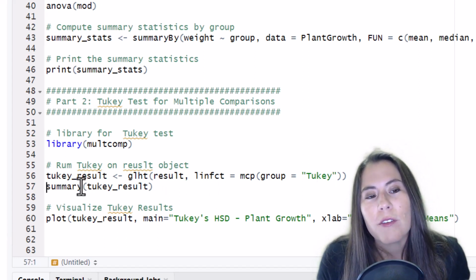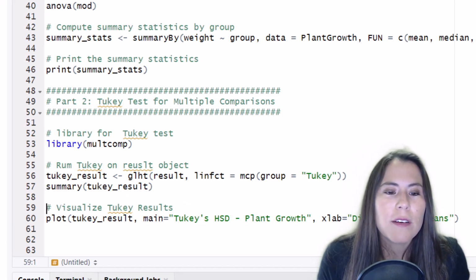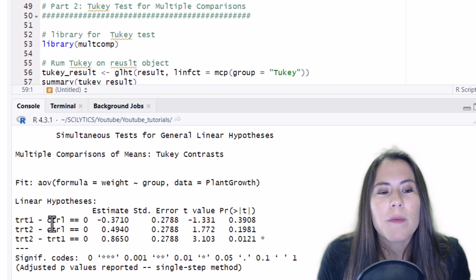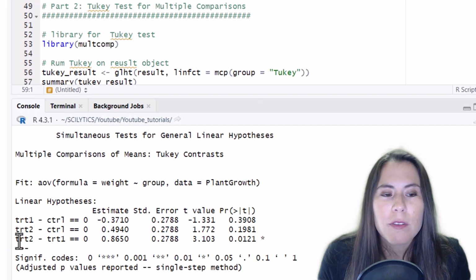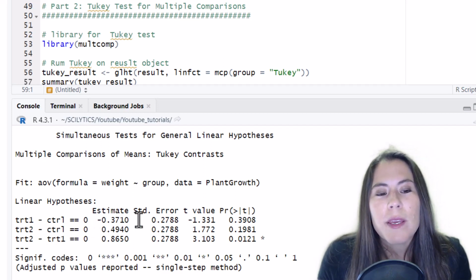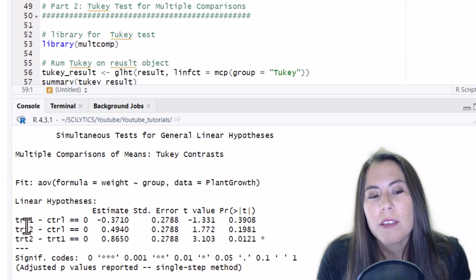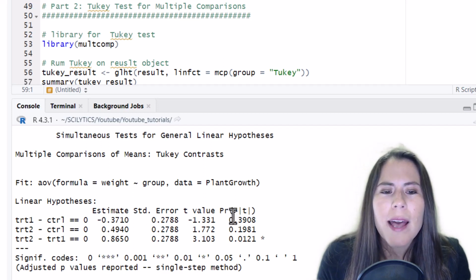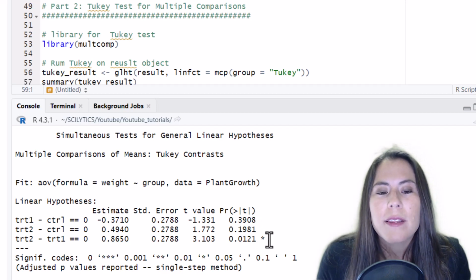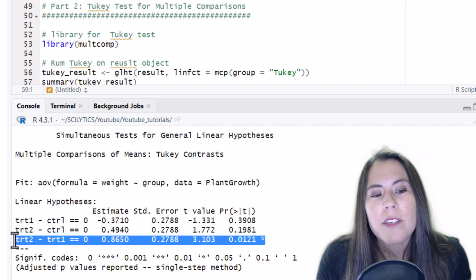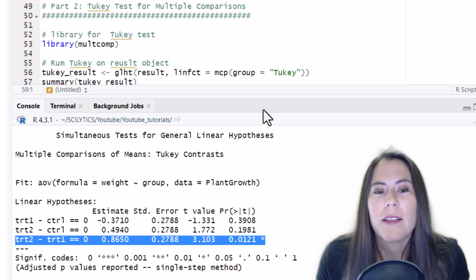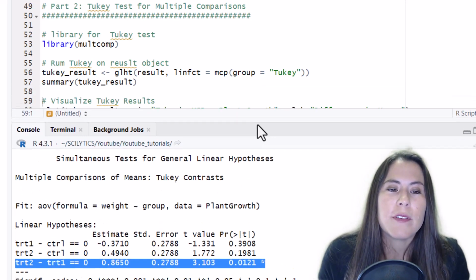And so we're going to use summary and take a look. So here are the contrasts. It's saying treatment one minus control, treatment two minus control, treatment two minus treatment one. So every single pairwise comparison, right? These are the differences in means for these pairwise comparisons, and their p-values here. What we see is that the only significant pairwise comparison is that of treatment two versus treatment one. Those had drastically different means.